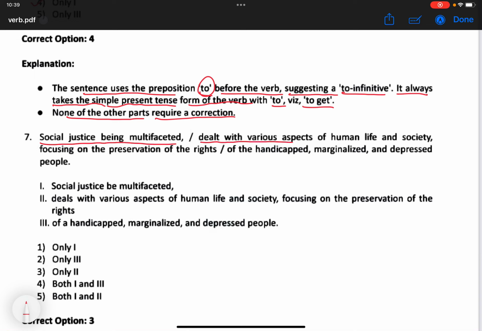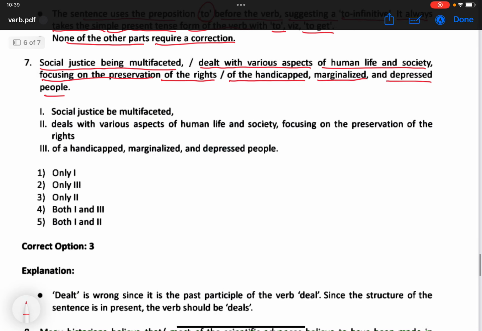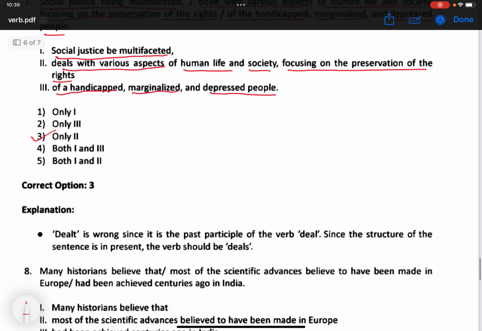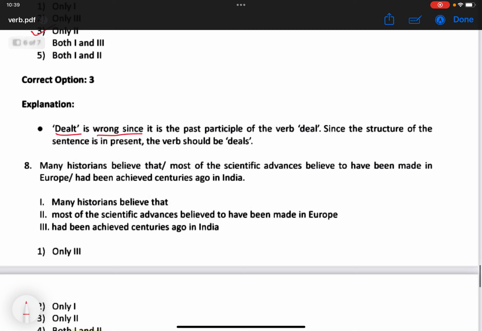Social justice being multifaced dealt with various aspects of human life and society, focusing on the preservation of the rights of the handicapped, marginalized, and depressed people. Dealt is wrong since it is the past participle of the verb deal. Since the structure of the sentence is in present, the verb should be deals.